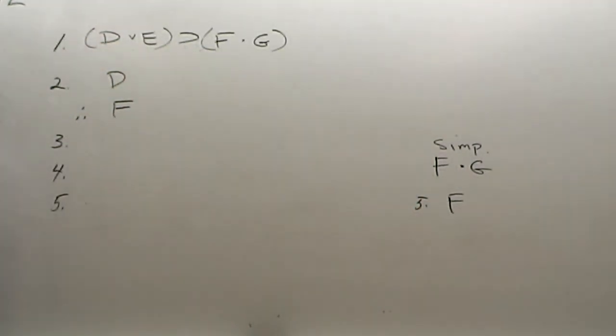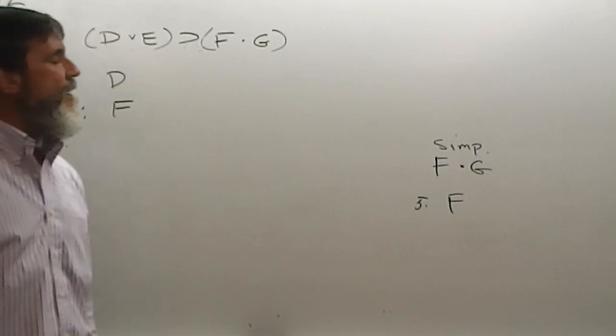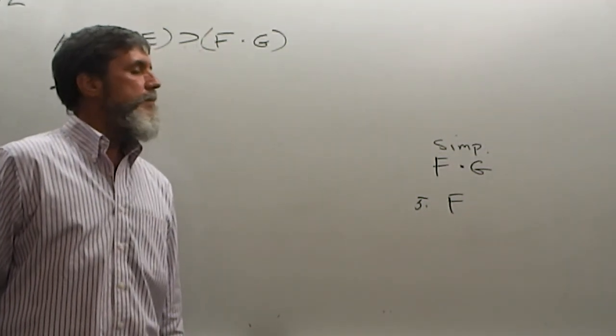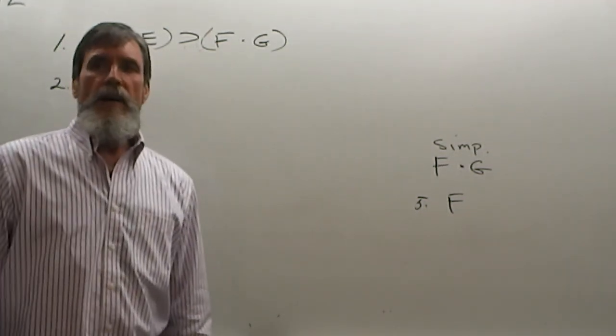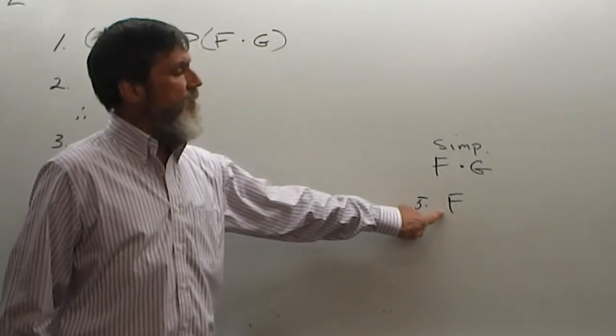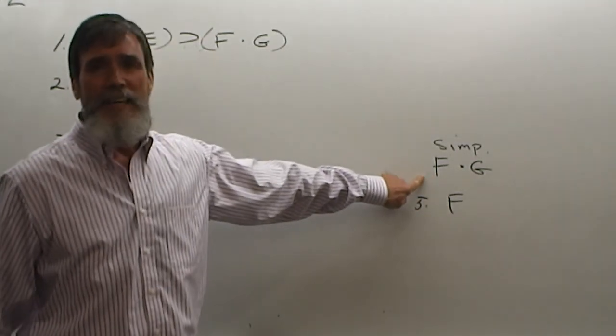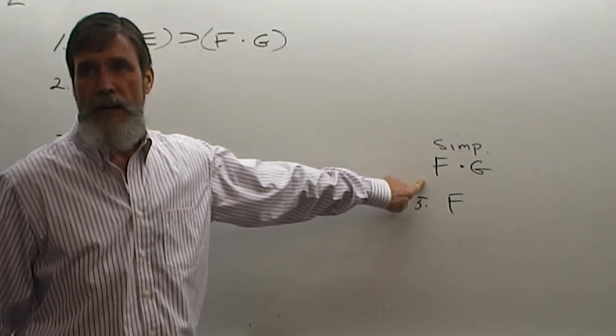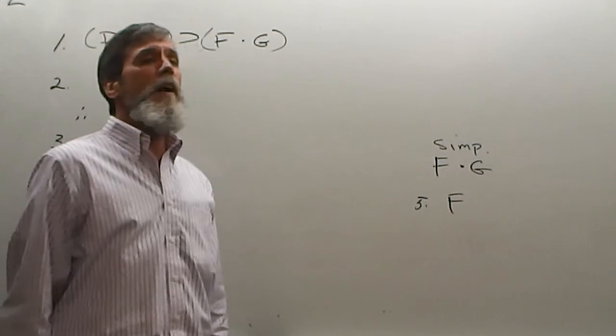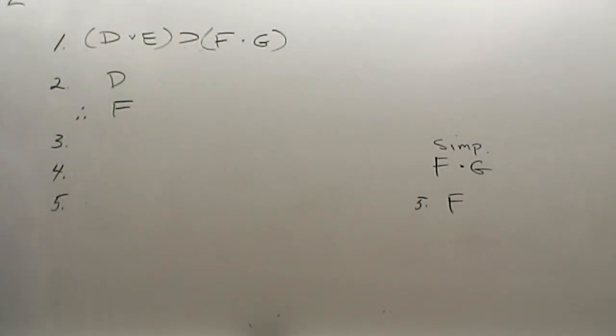Putting a 5 there because it is the last step of the proof. Line 5. Now I know for a fact that if F is line 5 and all I need for it is that premise right there, F dot G, in this case I know what line of the proof F dot G is going to be.